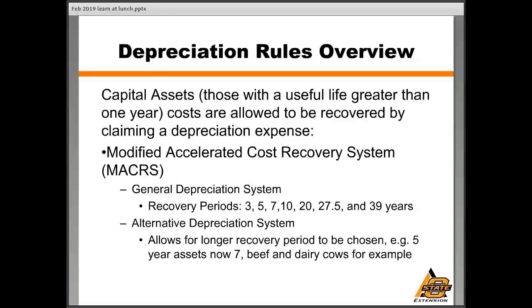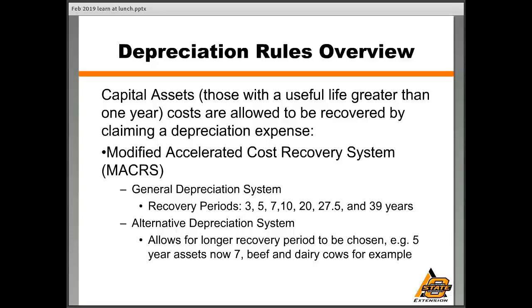We can depreciate capital assets, and that is anything with a useful life greater than 1 year. Those costs are allowed to be recovered by claiming a depreciation expense over the useful life of the asset. Well, that's typically set up by the IRS. They have their class lives. If you'll look at the general depreciation system there at the next line, it talks about most of our equipment, machinery, livestock, buildings, etc. Depending upon what the asset is, the class life can be as short as 3 years or as long as 39 years for some buildings.